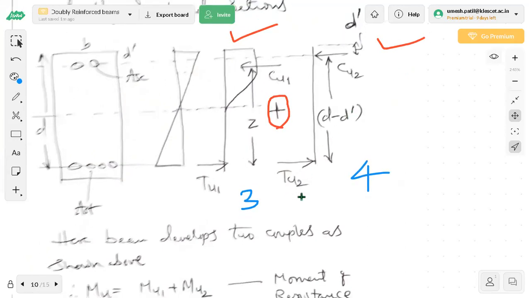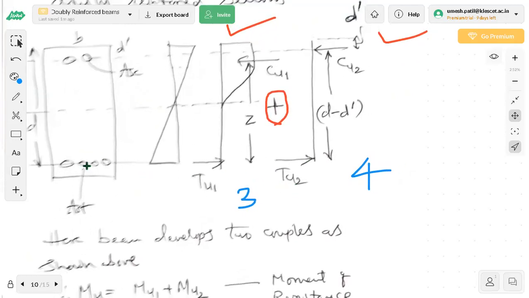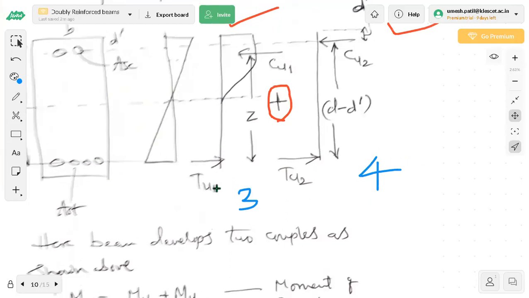So what is TU2? Now TU1 and TU2, you try to understand carefully. Out of AST, part of the steel is used for forming one couple. Let us say 4 bars are there. Let us say 2 bars are used for forming this couple. So I'll call here TU1 means AST1 will come in this formula. 0.87 Fy AST1. TU1 is equal to what?